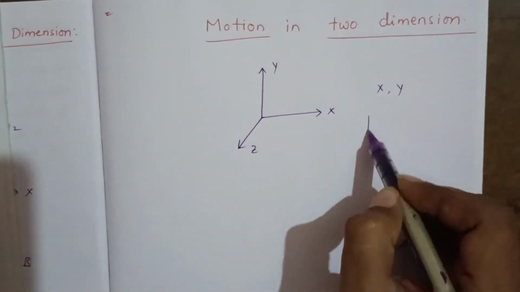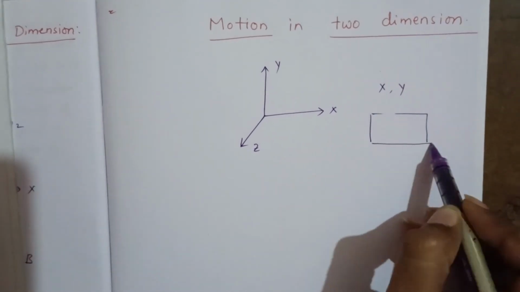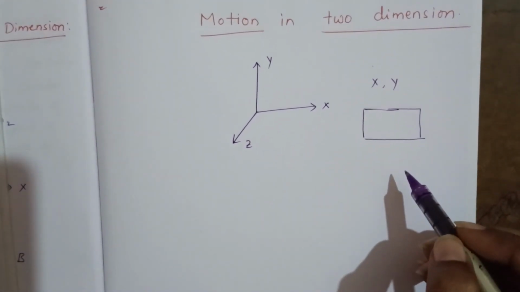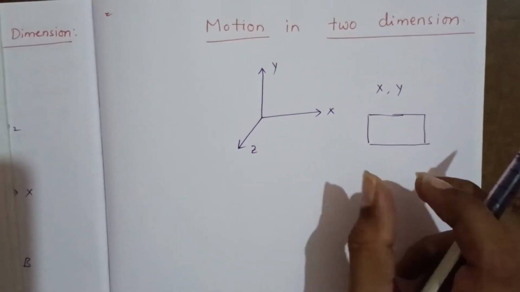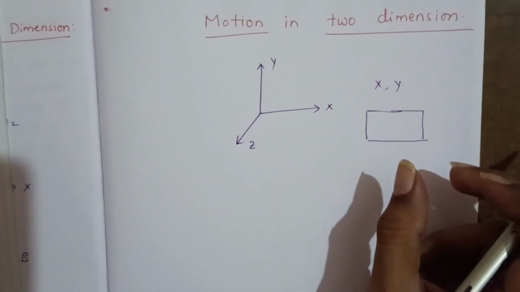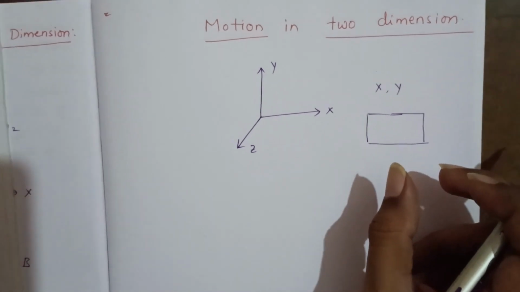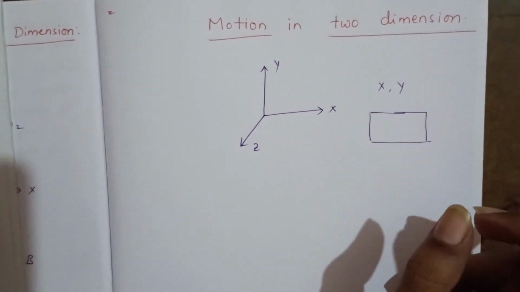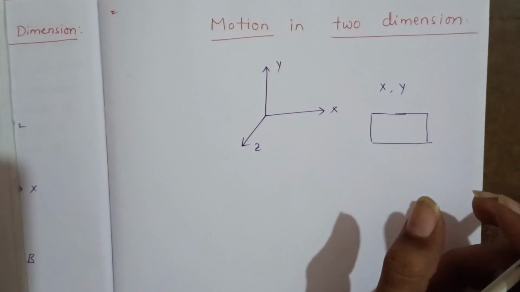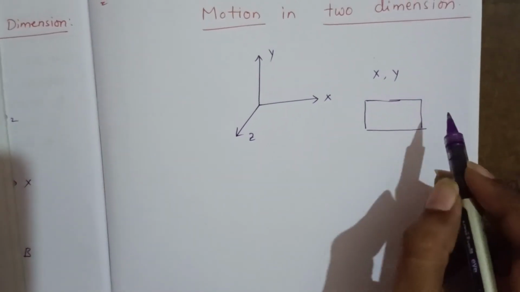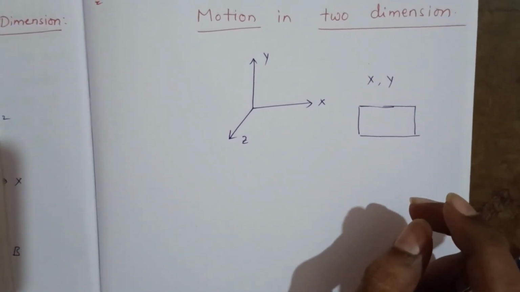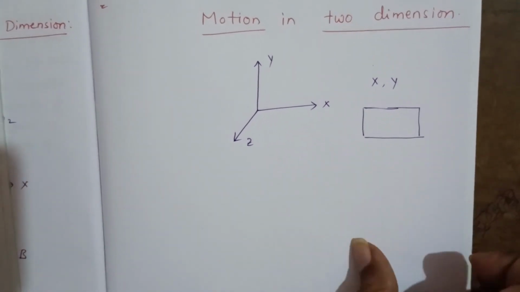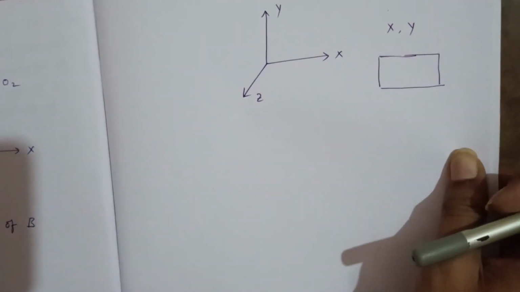For example, if anything is moving in a plane, such as the motion of the ball in a billiard game, or an athlete throwing a javelin, these are examples of motion in two dimensions. Now here we will discuss projectile motion.